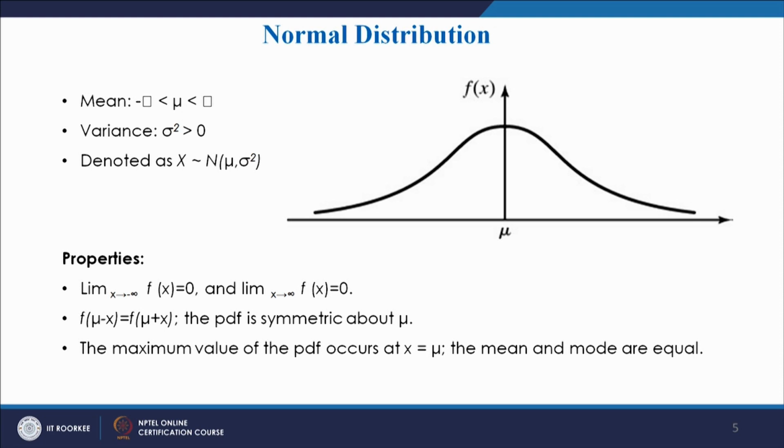Normally it is denoted by N(mu, sigma square). Whenever we talk about a random variable x as normally distributed, it is denoted as N(mu, sigma square), where N represents the normal distribution with mu as the mean and sigma square as the variance. Sigma is the standard deviation. This is the typical probability density function for the normal distribution, where mu is the mean and it is distributed symmetrically on both sides.